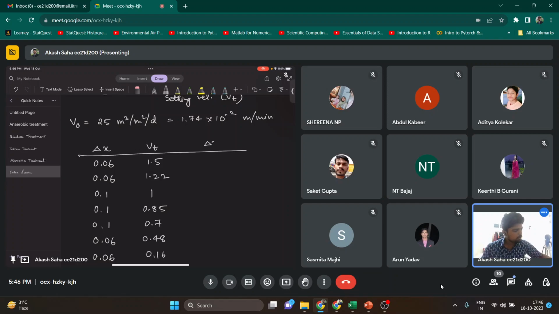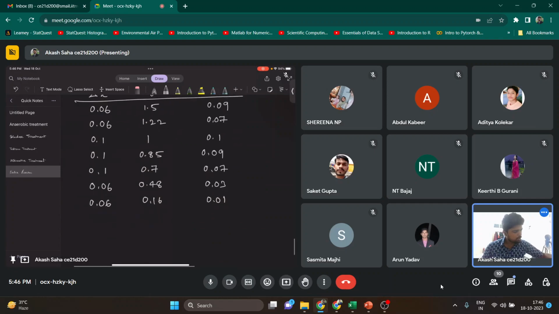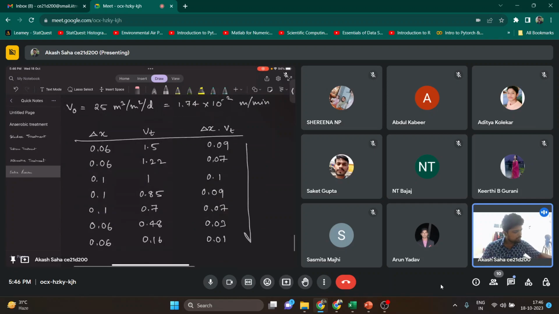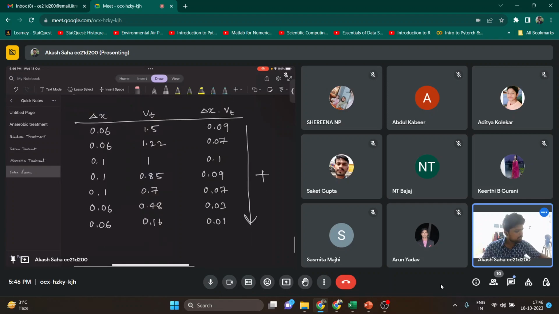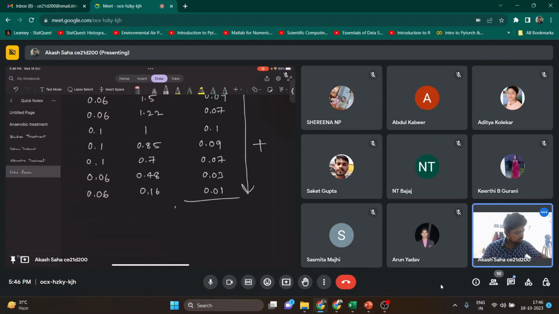So then I will do, so the area of each of the strip I will find out, delta x into VT. It is 0.09, 0.07, 0.1, 0.09, 0.07, 0.03, 0.01. And if I add all these values, I will get the total area under the curve, that is the summation of delta x into Vt, it is equal to 0.46.